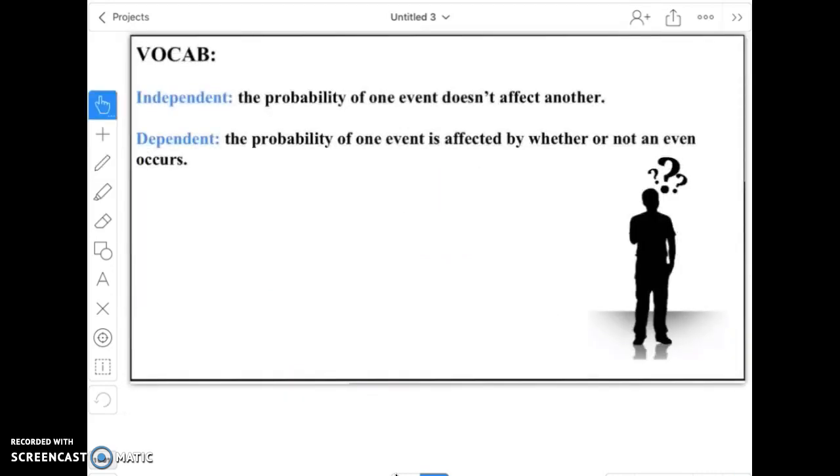Okay, and then independent and dependent, something that we've talked about for a really long time. Independent just means that things aren't affected by one another. Dependent meaning that they do, one outcome would affect the other.